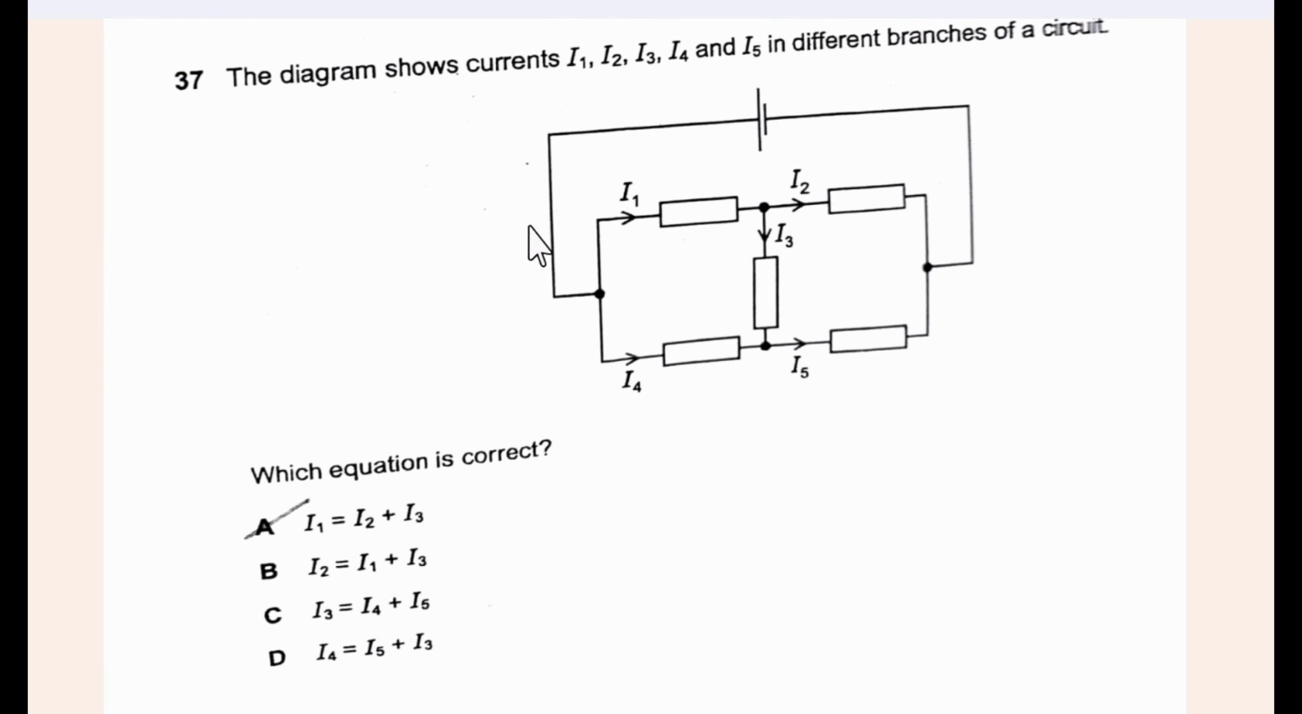37. This is the diagram we have been given. Which equation is correct? We can see that I1 is going into the circuit and I2 and I3 are the branches. So I1 is equal to I2 plus I3. So the answer should be A.